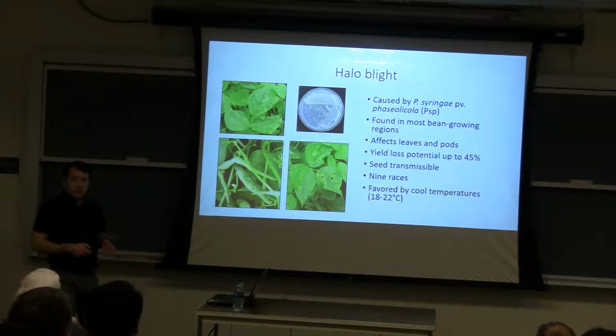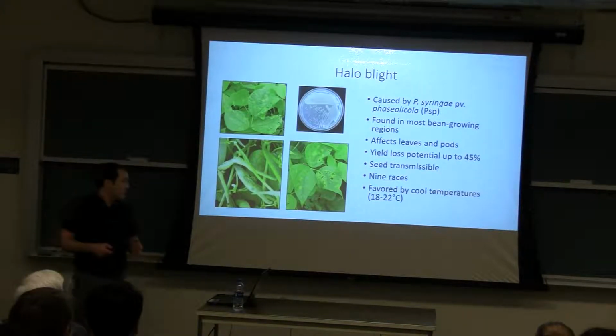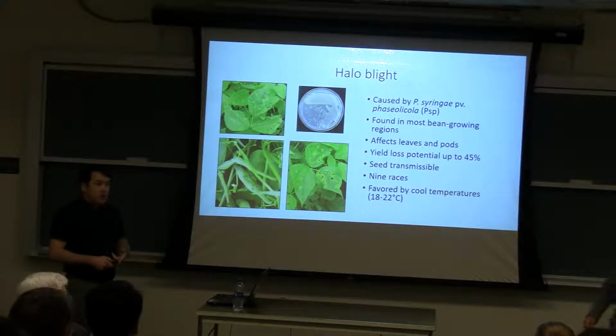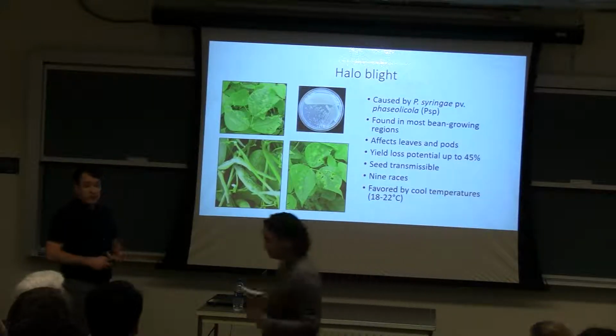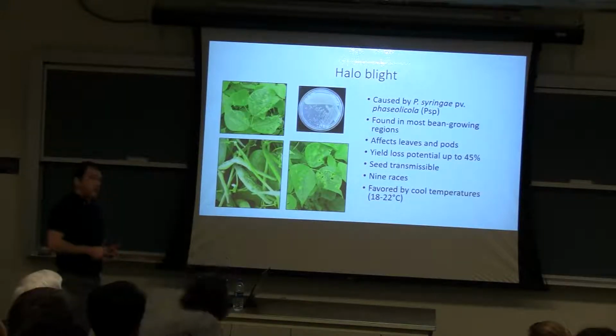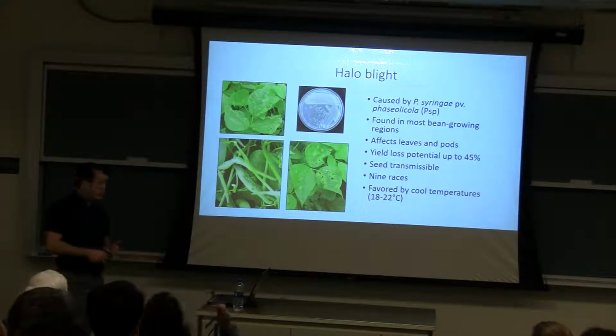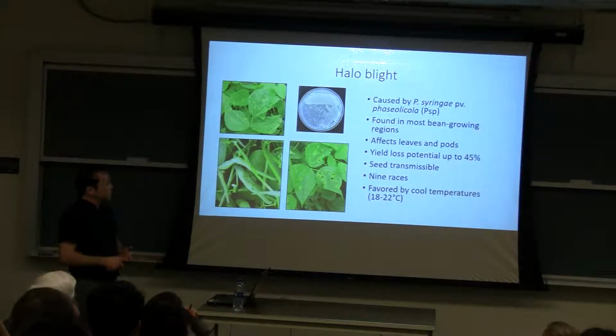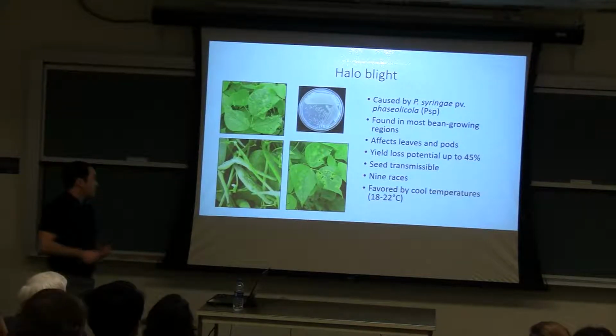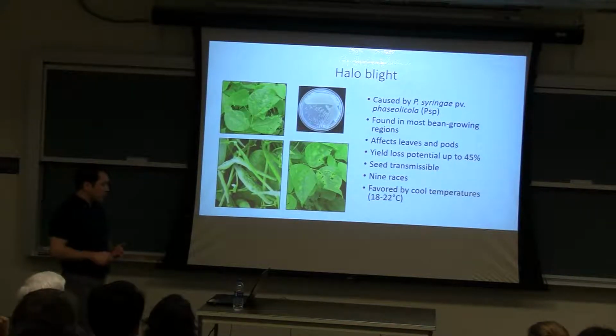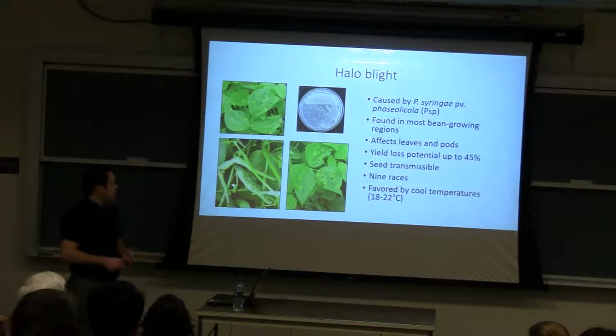So halo blight is found in most bean growing regions, right? Principally affects leaves and pods. It is seed transmissible. It can infect them as well. Yield loss potential can be up to 45% under permissive conditions. It's currently divided into 9 races, the most economically relevant of which is race 6 because there's limited resistance to it. And it's generally favored by cooler temperatures.